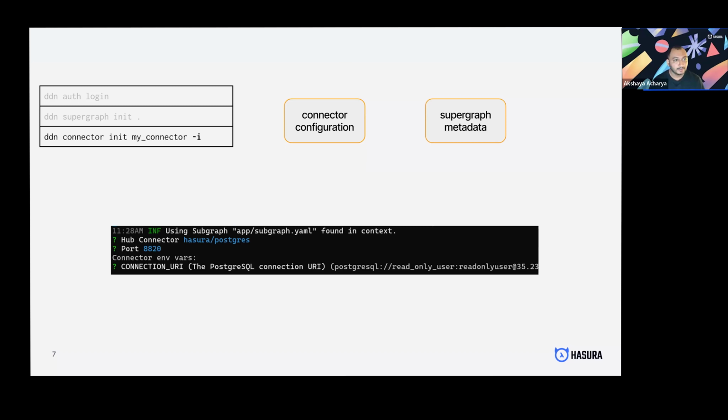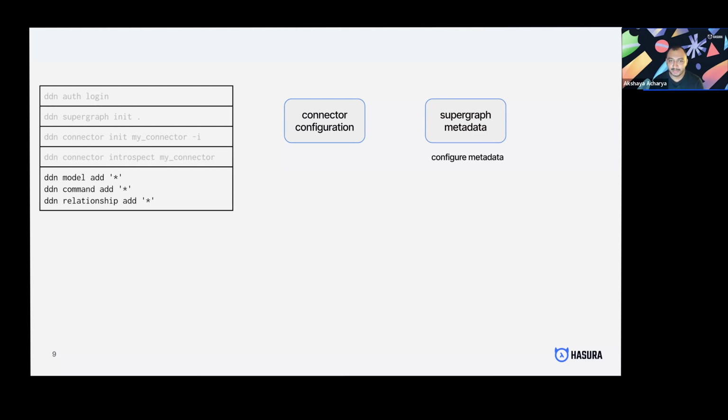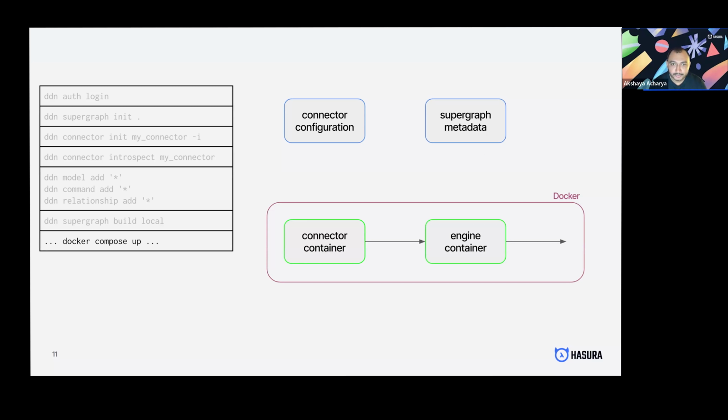Immediately after that, we want to configure our connector, which might look like setting up some environment variables or writing some Python functions. Then after that, we want to configure our engine metadata, which is basically telling it how to take the entities in that connector and bring them forward to the GraphQL API, which are things like models, commands, and relationships. Then we can go ahead and build that metadata. And then we can bring all of this up using Docker. Our connector configuration runs as a connector container, a Docker container, and the supergraph metadata runs as an engine Docker container.